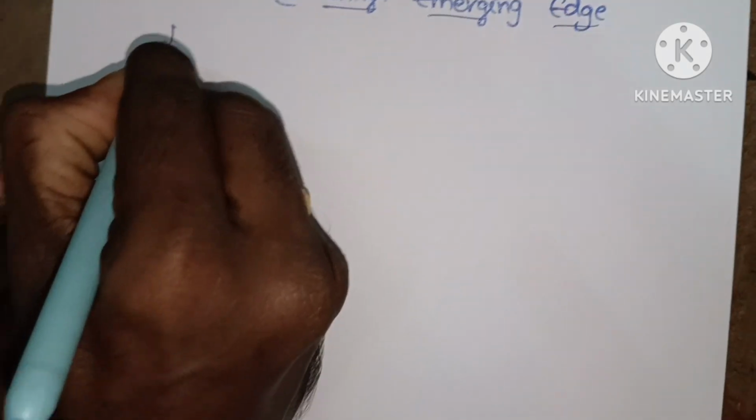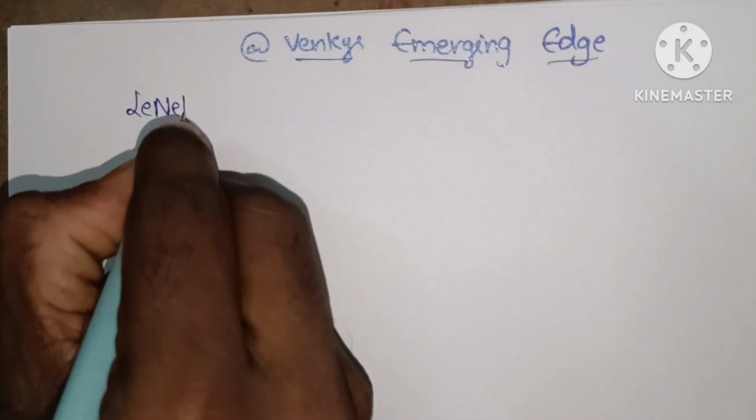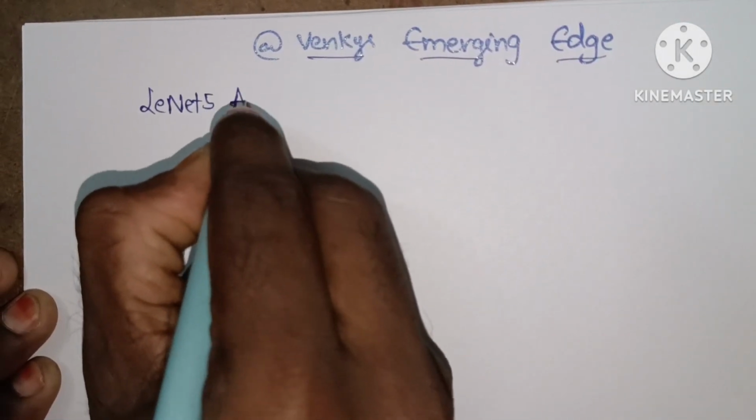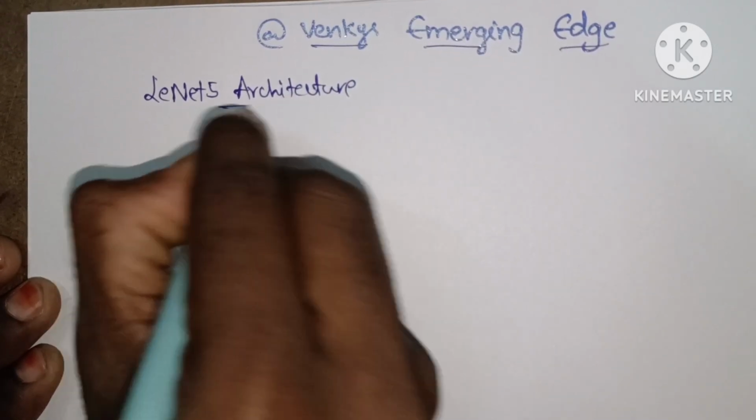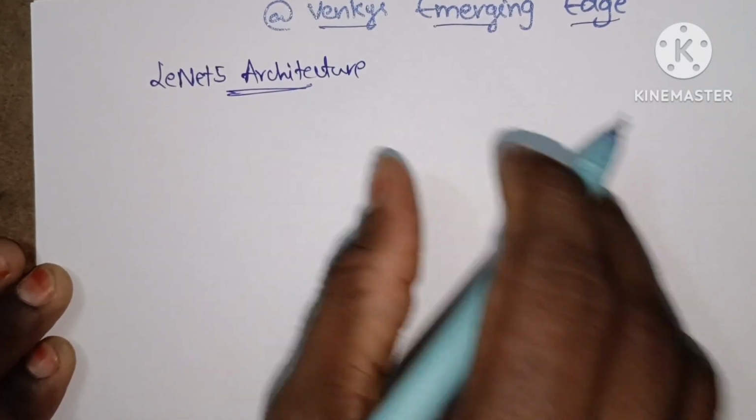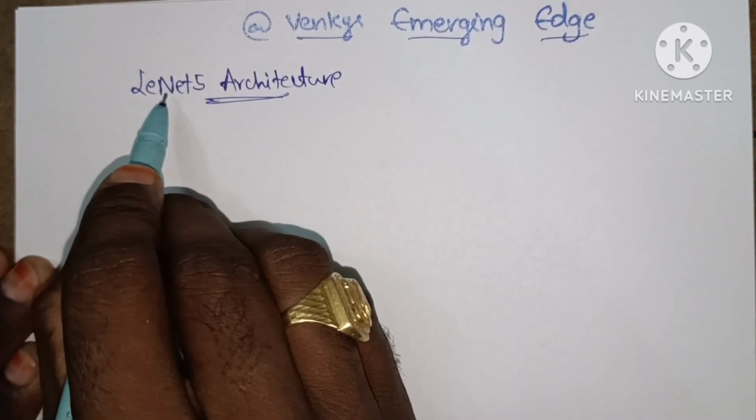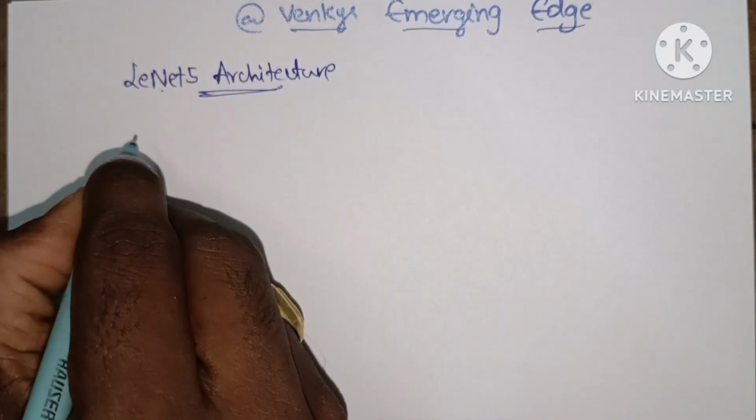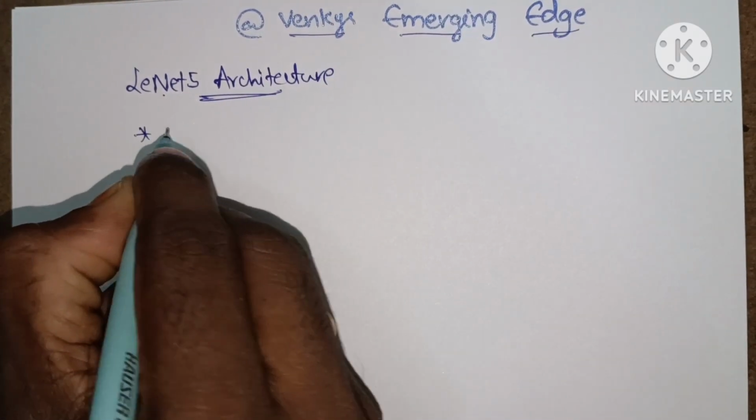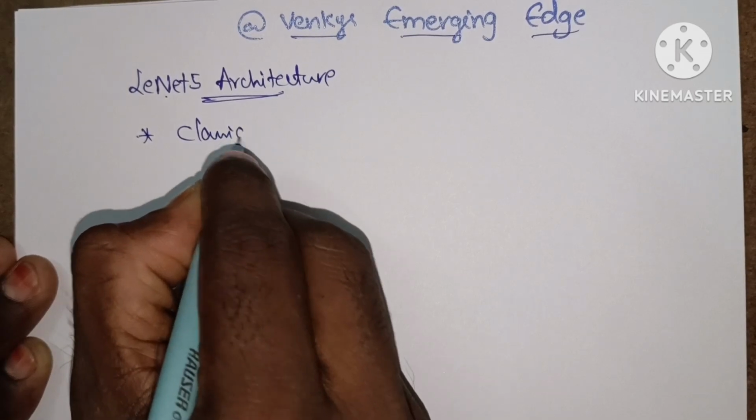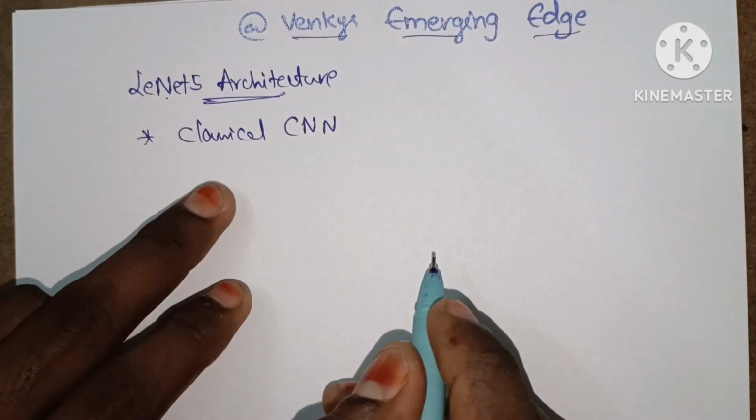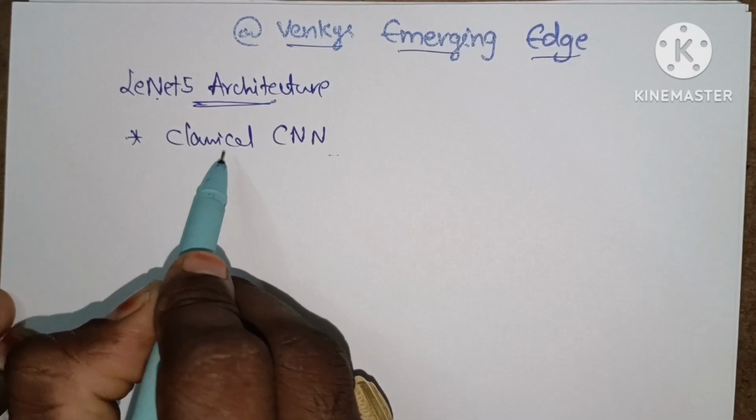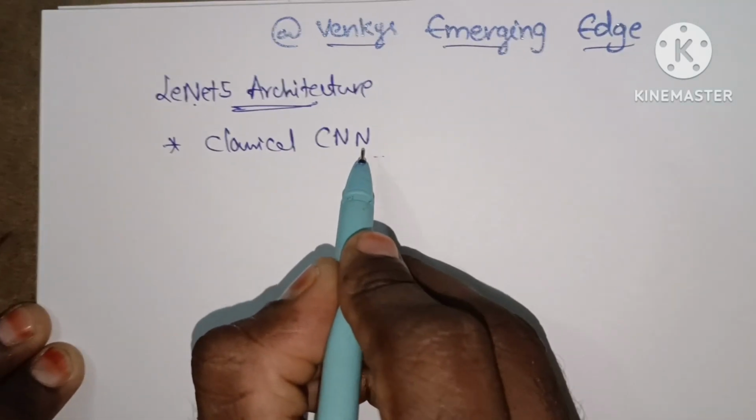So today we are mainly focused on the LeNet5 architecture. This explanation is only from an exam point of view. LeNet5 architecture is one type of classical convolutional neural network. Is it clear? Classical convolution. It is one type of classical convolutional neural network.